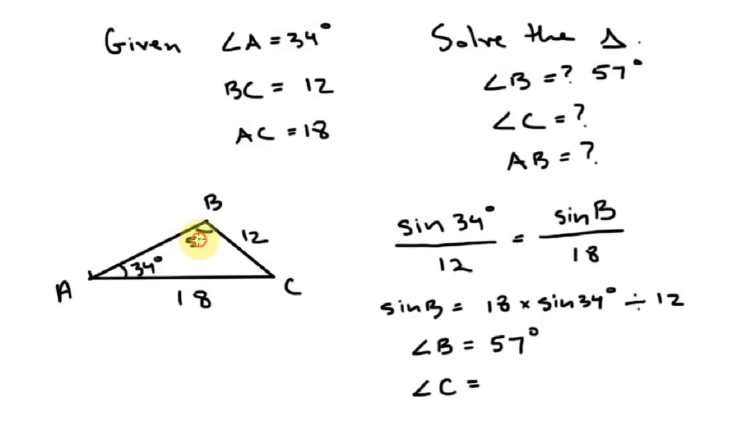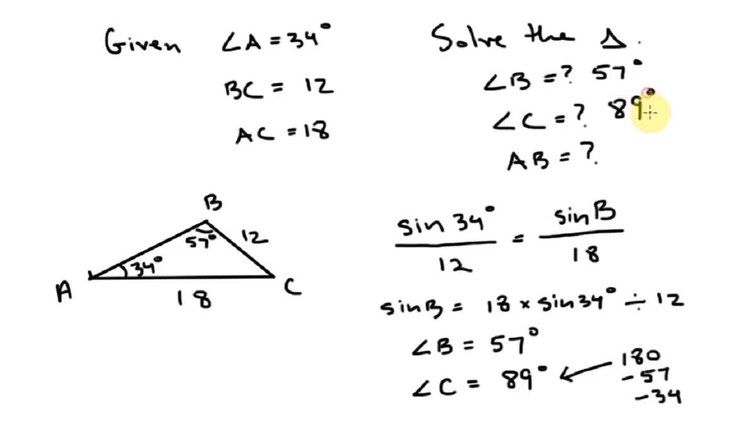So in a triangle, the angles have to add up to 180. So I'm just going to go 180 minus these two angles. If I do that, I end up with 89 degrees. Again, where did this come from? It was 180, the angles in a triangle, take away that 57, and take away that 34. Well, I've got one last thing to figure out, and that is AB.